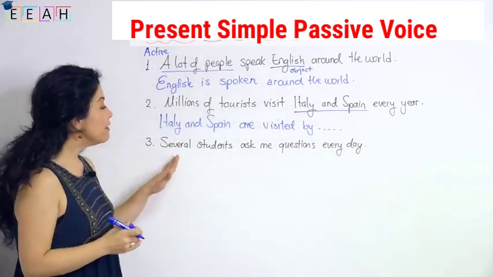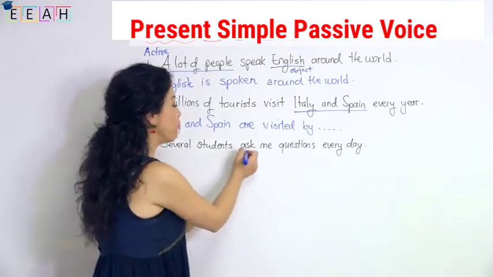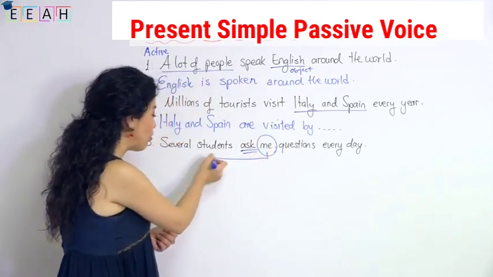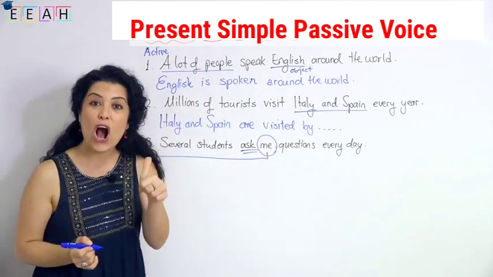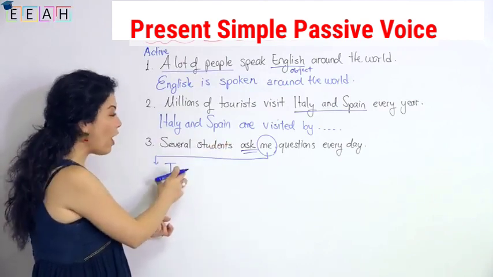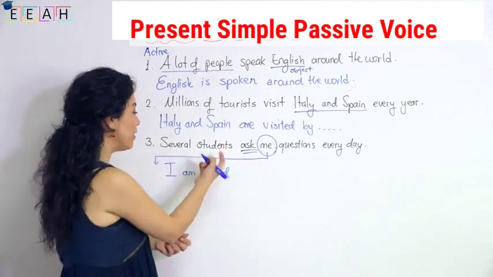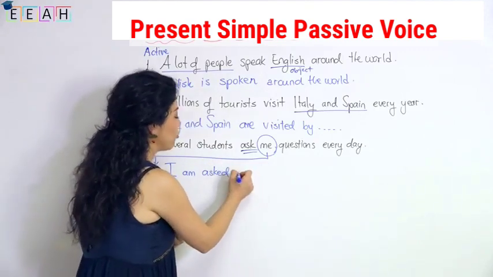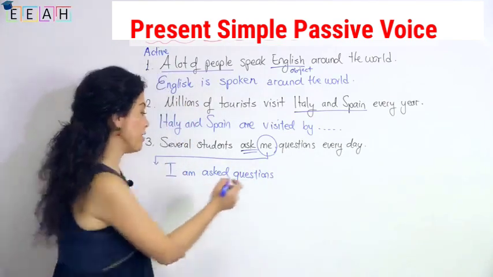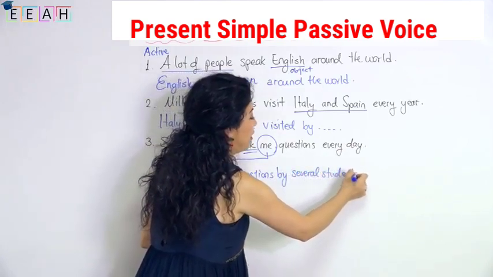Here is the other example. Several students ask me questions every day. So where is the object here? We have the verb ask. Ask me, yes? So this is the object. If I want to start with this, I need to say I, not me, okay? So I, but this time it is the object, don't forget. I am asked, okay? I am asked what? Lots of questions, or questions by several students every day.